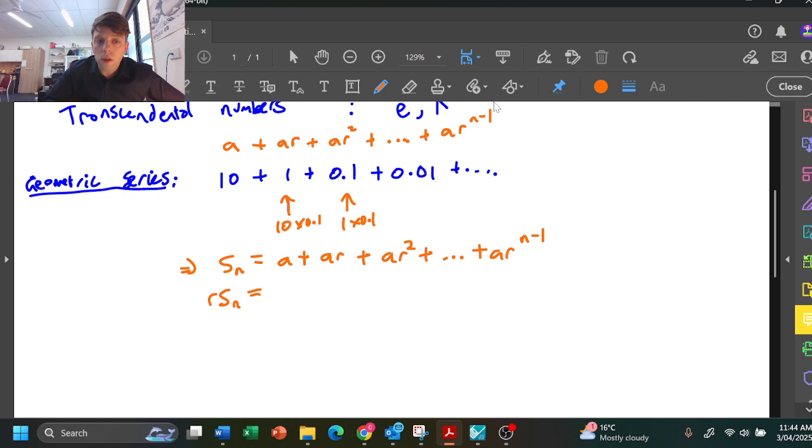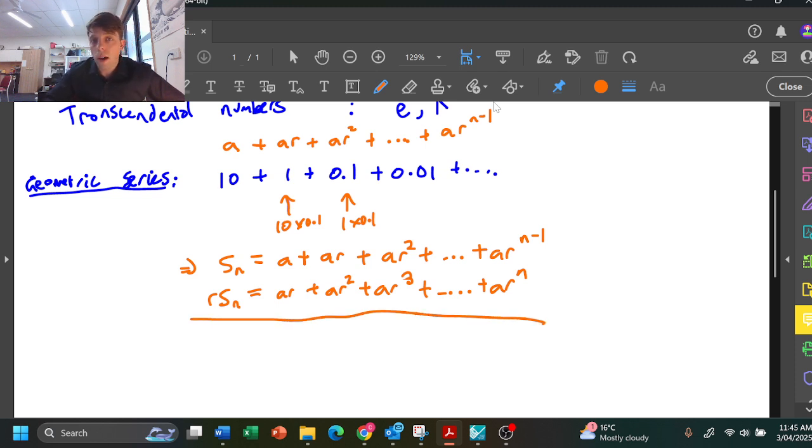So I'm basically going to take every single one of those terms in this summation and multiply it by r. So this first term here becomes a times r, the second term becomes a times r squared, the third term becomes ar cubed, etc., all the way up to ar to the power of n. All right, and now I'm going to use what you might recognize as the elimination method of solving equations.